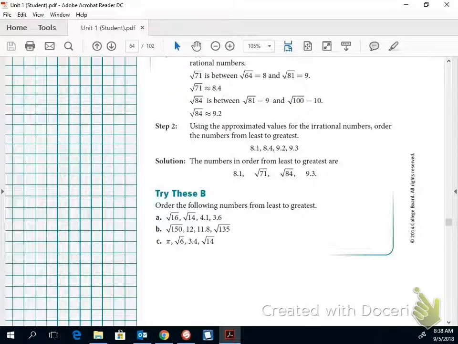Remember, try to make them look as close to each other as they can. It makes it a little easier for you to put them in order. Need another minute. Okay, 1 more minute.